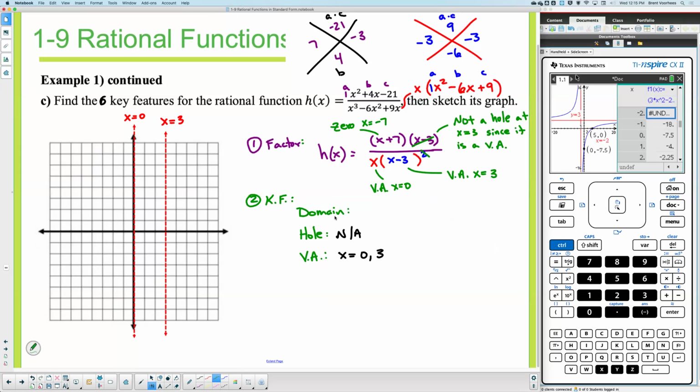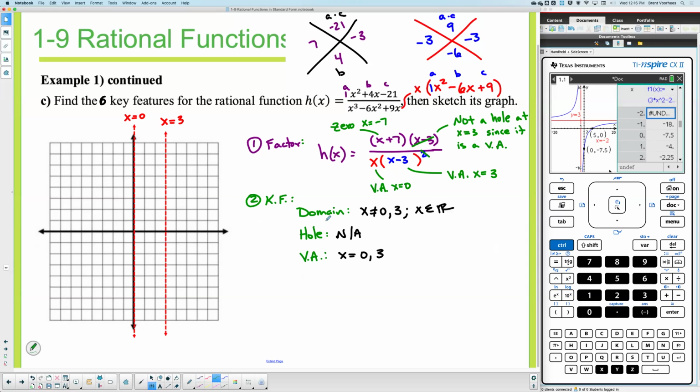Okay, what about the domain? How do you get the domain? It's anything that was ever in the denominator, whether it got canceled or not, doesn't matter. So what is x never going to equal? 0 and 3. When we go to the table in a little bit, it'll say undefined. But x can be every other single number. All other reals will have a value on that table other than 0 and 3.